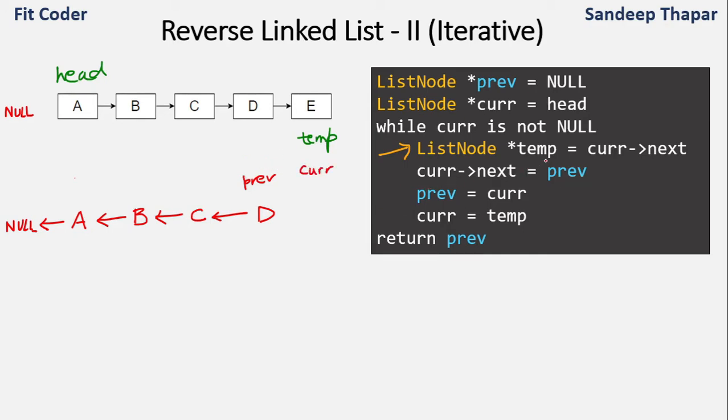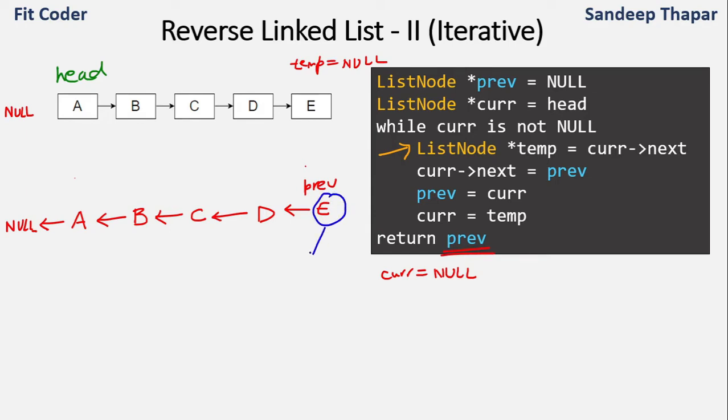In the next step, temp becomes current next, which is null, so now temp is null. Current next becomes previous, so next of E becomes D. Previous becomes current, so previous comes at E. And current becomes temp, so current is now null. When current is null, this while loop terminates and we return previous. Previous points to E, so this is our new head of the linked list. So the linked list is reversed to E, D, C, B, A.